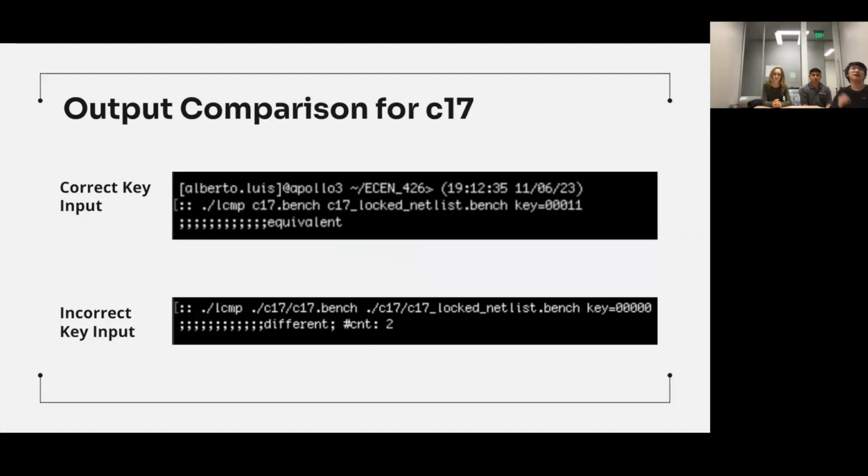So starting with our small circuit C17, we input the correct key of 00011, and the tool outputs that the two keys are equivalent. And if we input an incorrect key, such as 00000, the tool says they are different, meaning that our methodology was correct and our implementation was as expected.